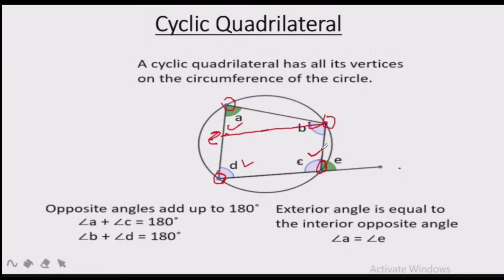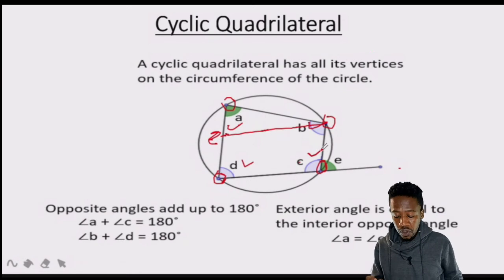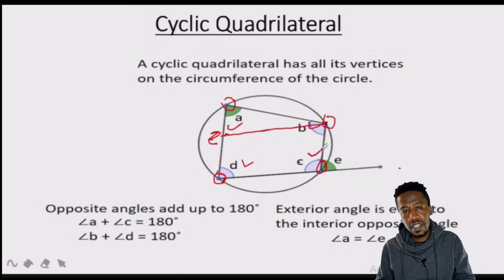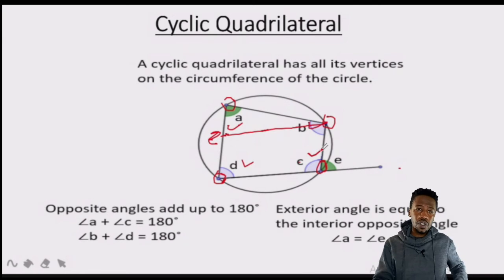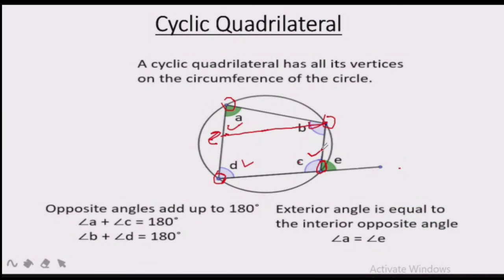Does it make it a cyclic quadrilateral? No, it doesn't, simply because it doesn't touch the circumference, which is one of the mistakes that you guys normally make. If you see a quadrilateral that is inside the circle, you don't check whether all the points actually touch the circumference. So you must make sure that all the 4 points touch the circumference, which will make it a cyclic quadrilateral. Now, what do they say about the cyclic quadrilateral?